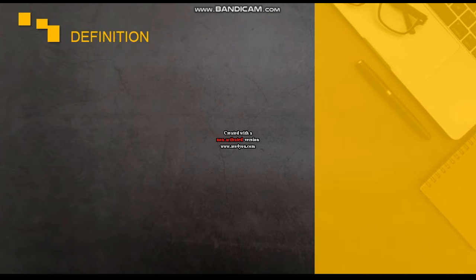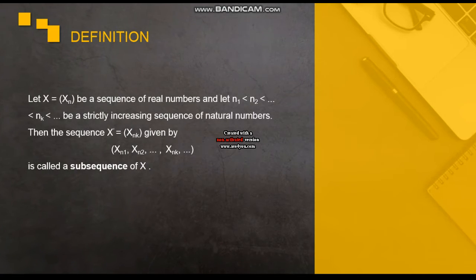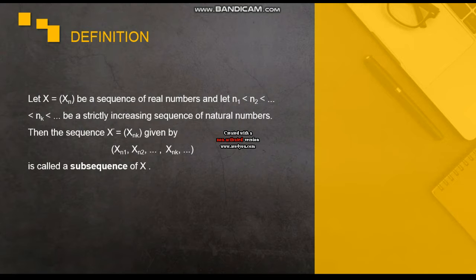Definition: Let X = (x_n) be a sequence of real numbers, and let n_1 < n_2 < ... < n_k < ... be a strictly increasing sequence of natural numbers. Then the sequence X' = (x_{n_k}) given by x_{n_1}, x_{n_2}, ..., x_{n_k}, ... is called a subsequence of X.